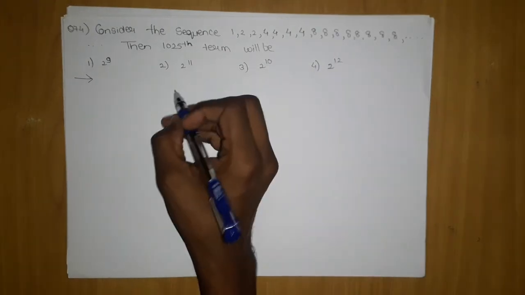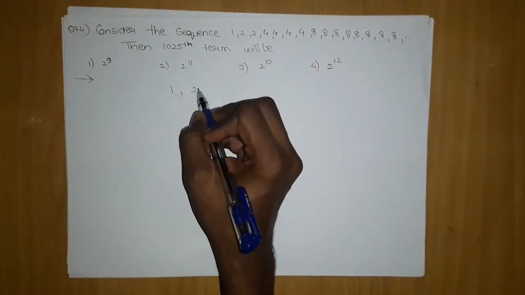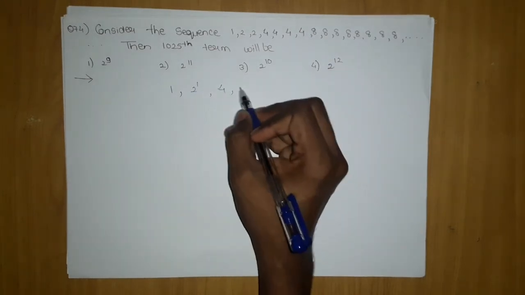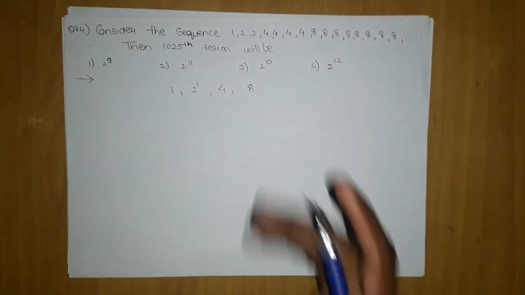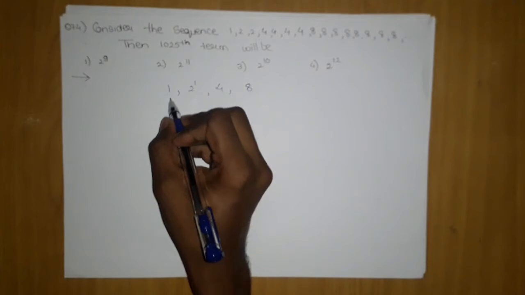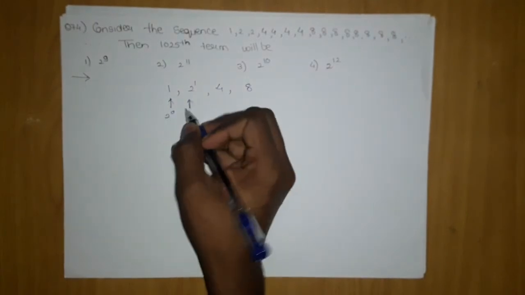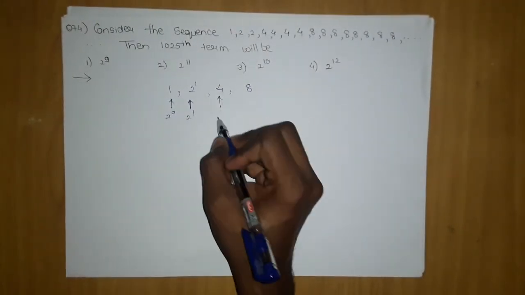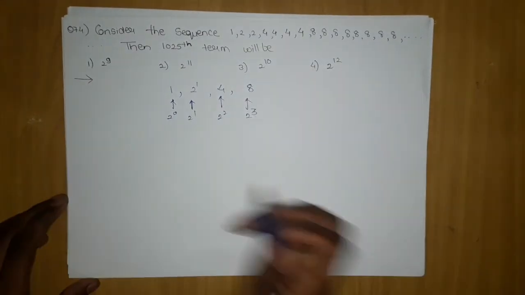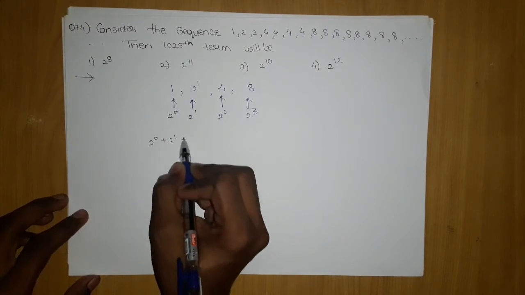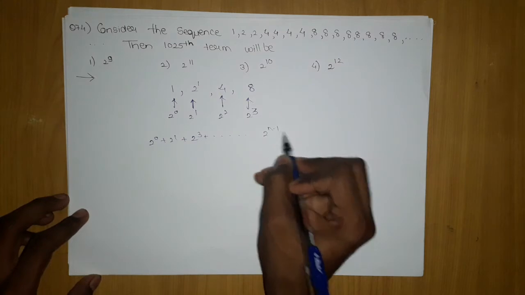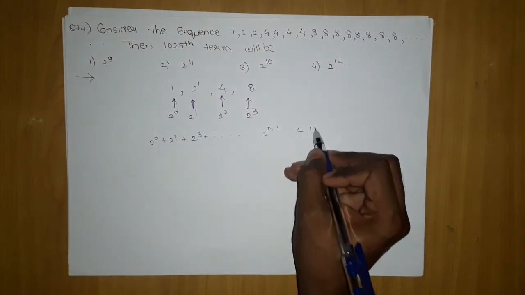So here, if you see, the term 1 appears one time, term 2 appears 2 power 1 times, term 4 appears 4 times, and term 8 appears 8 times. Here you have to find the repetition number of terms, the pattern of how many times the numbers are repeated. This I can write as 2 power 0, this number of terms 2 power 1, this 2 power 2. It is a GP with ratio 2. The sequence will be 2 power 0, 2 power 1, 2 power 2, and for the nth term, 2 power n minus 1. And it should be 1025.